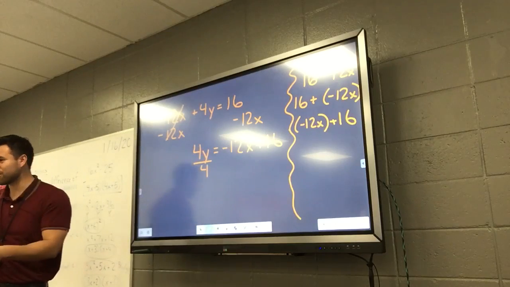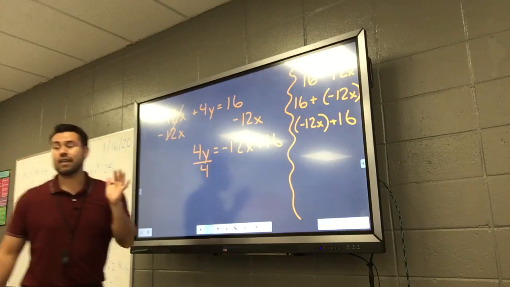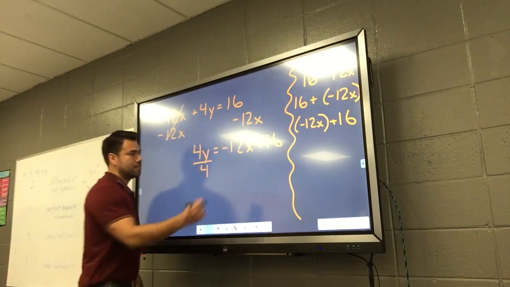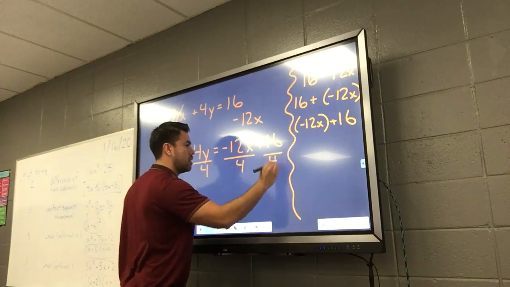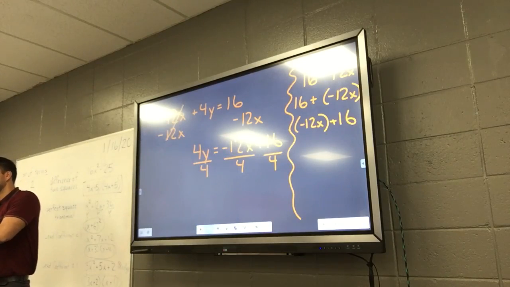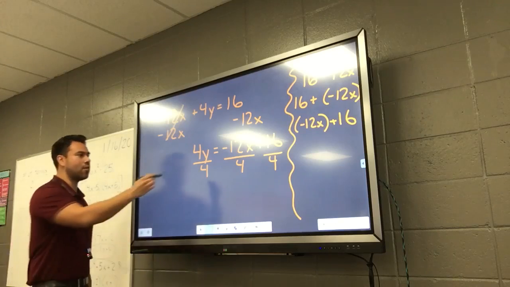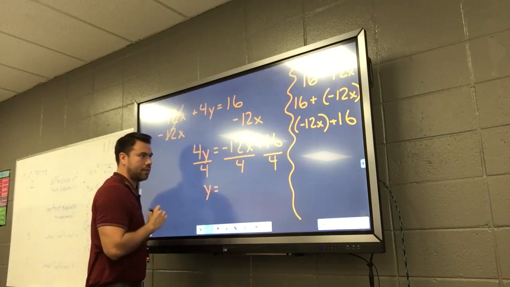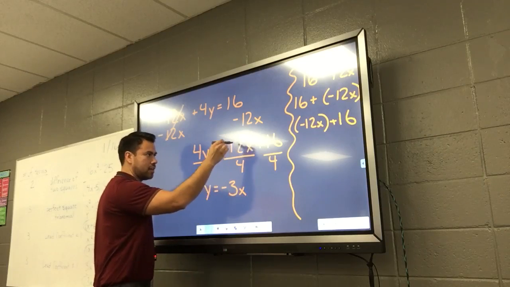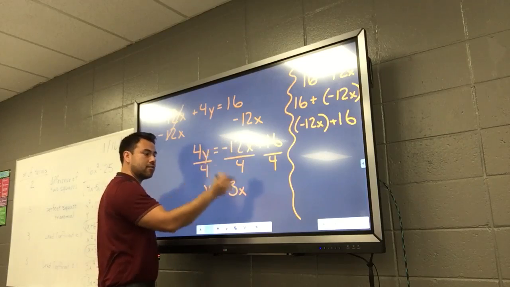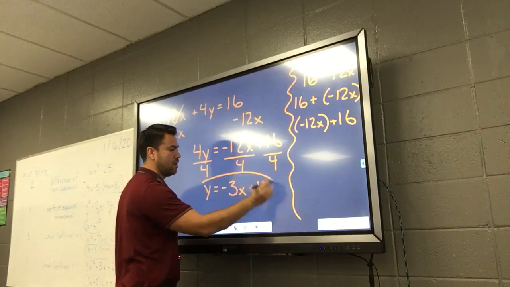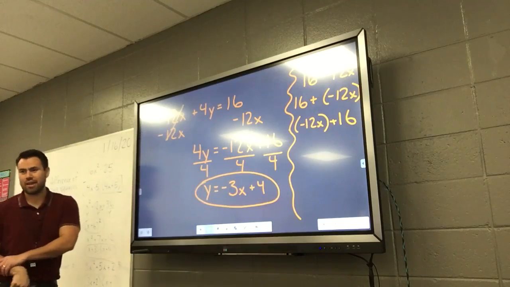This is a big jump, guys. I hope you can handle it. If you divide one side by 4, you're going to divide the other side by 4, right? To make it balance. You divide everything by 4. Everything gets divided by 4. Okay, what's 4y over 4? Y, good. That's what I wanted. What's negative 12x over 4? Negative 3x. Again, 12 divided by 4 is 3, and it was negative, and that x is still there. 16 divided by 4? Oh, that's slope-intercept form. How nice.